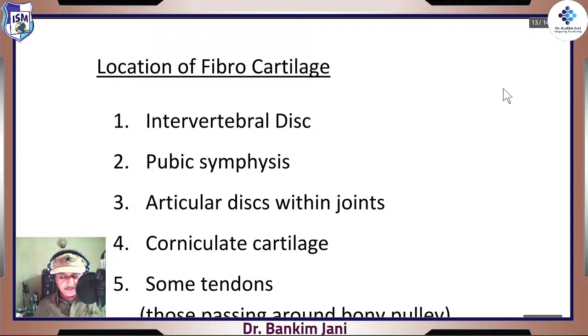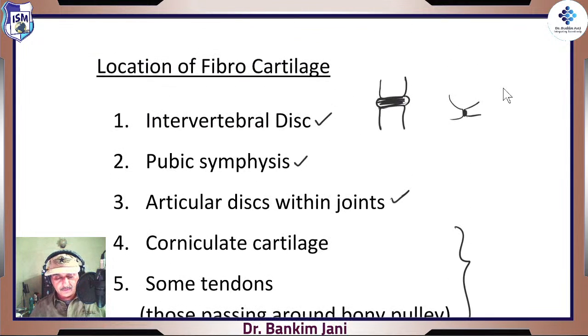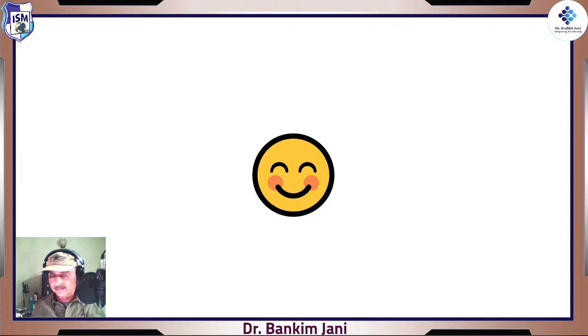Location of fibrocartilage: intervertebral disc. This is one vertebra, another vertebra, and in between is the intervertebral disc. Pubic symphysis, where the two pubic bones meet, right? That is the pubic symphysis. Articular discs within joints, corniculates, some tendons passing through bony pulleys, etc. These are all special fibrocartilage. Very quickly, right? This is very quick. We now see the bone.